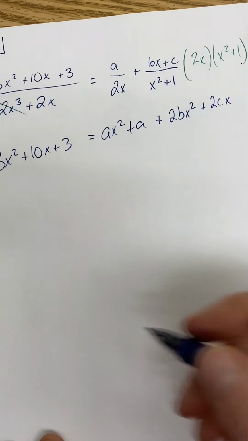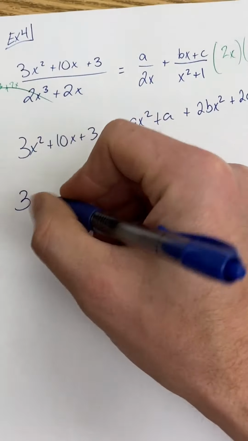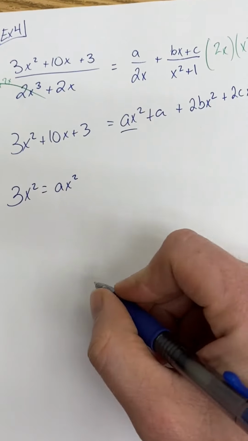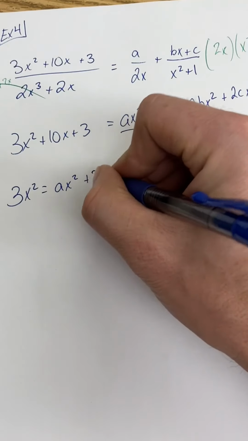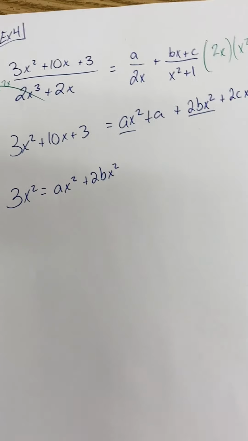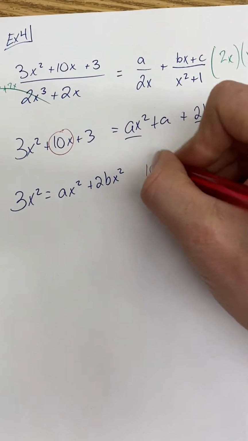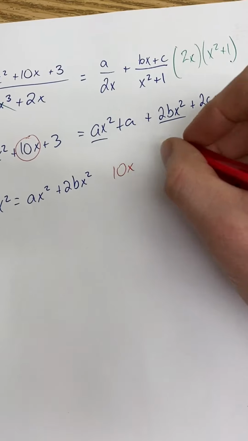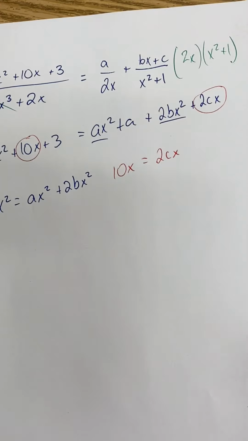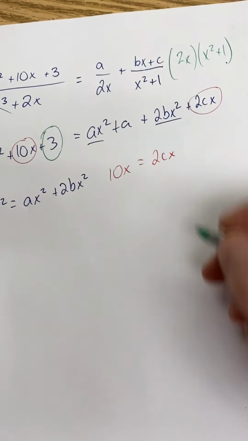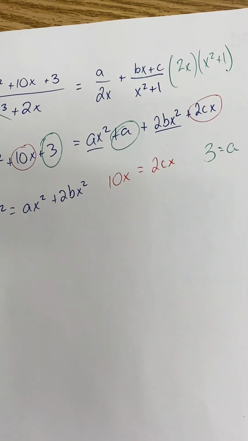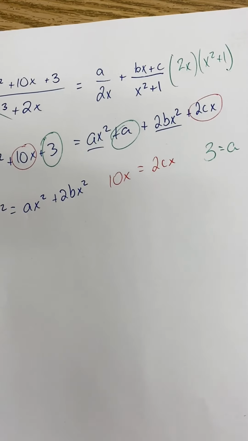Okay, so now we've got our 3x squared. We've got a regular ax squared. We've got 2bx squared. And that'll do it for the x squareds. We've got a 10x. So look for everything that has x's with it, and that's just going to be 2cx. And this is kind of easy. The constant's 3. There's only one constant left, and that's a. So that looks like we got them all.